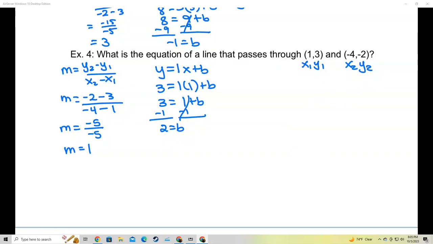So I'm going to write y equals 1x plus my b, which in this case is 2. We don't write 1x ever, so I'm going to change that 1x to y equals x plus 2. And this is my equation in slope-intercept form.